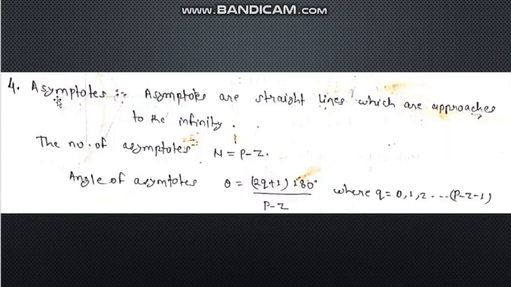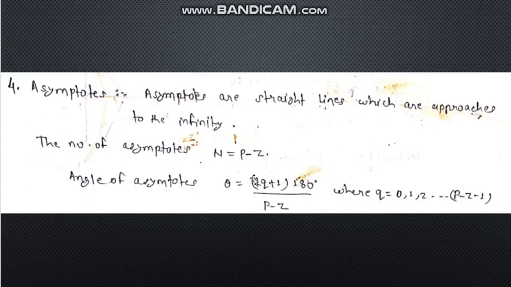So the fourth step is asymptotes. You have to find the number of asymptotes. What are asymptotes? Asymptotes are straight lines which approach infinity. It gives the direction to the zeros at infinity, and you can calculate from n equal to p minus z. The number of asymptotes is equal to p minus z, the difference between poles and zeros.